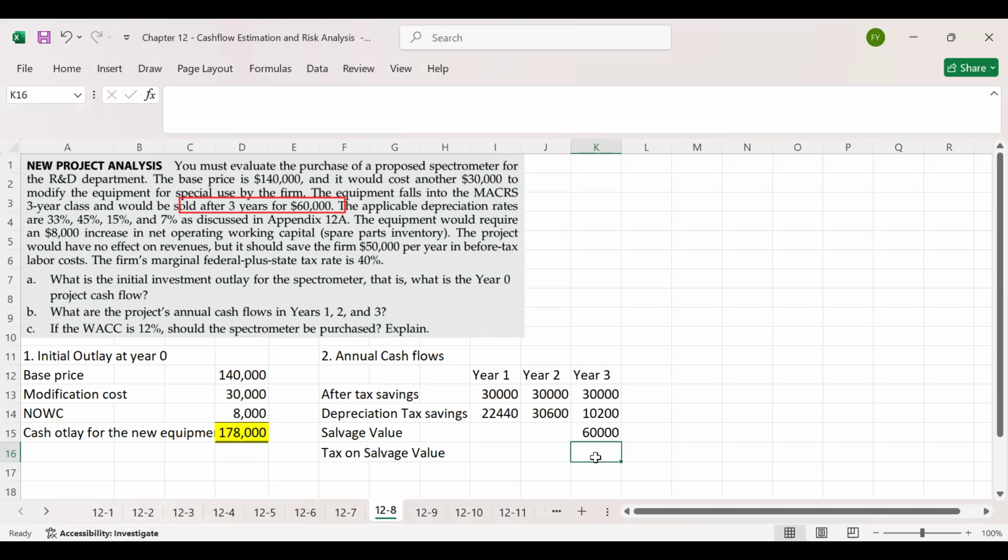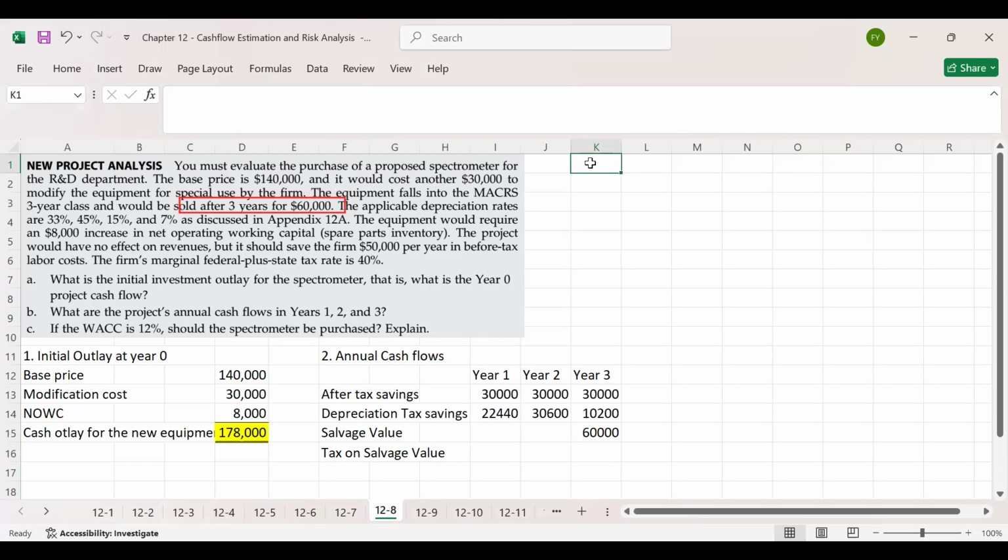For the equipment, we have to calculate, first of all, the remaining book value, because we have this depreciation amount for depreciation as per MACRS rate. Depreciation is for 4 years. So the book value needs to be calculated.